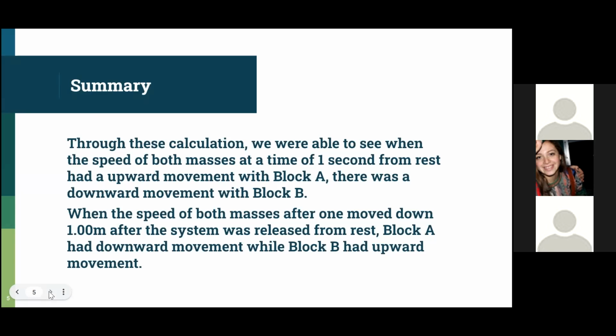And for the summary, through these calculations, we were able to see that the speed of both masses at the time of 1 second from rest had an upward movement with block A and a downward movement with block B. When the speed of both masses after one moved down 1 meter after the system was released from rest, block A had a downward movement while block B had an upward movement.